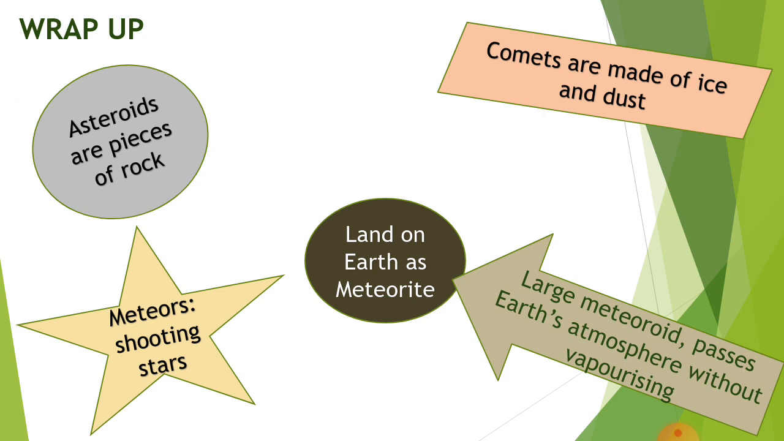We have studied that asteroids are pieces of rocks and they orbit the sun, and most of the asteroids are present in the asteroid belt, which is between Mars and Jupiter. Comets are made of ice and dust. Meteors are the shooting stars or the falling stars. And large meteoroids which pass through the earth's atmosphere without vaporizing land on the earth as meteorites. And if they don't pass through the earth's atmosphere and they vaporize due to heat, then they are meteors.